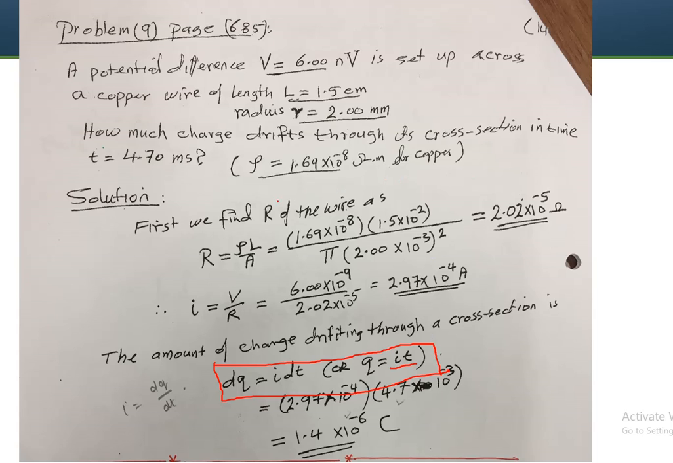If you read the question, T is already given as 4.70 millisecond. But how about the I value? We don't know I; it has to be calculated. Then I start to recollect the appropriate formula to calculate the value of I. So I can be calculated from Ohm's law.